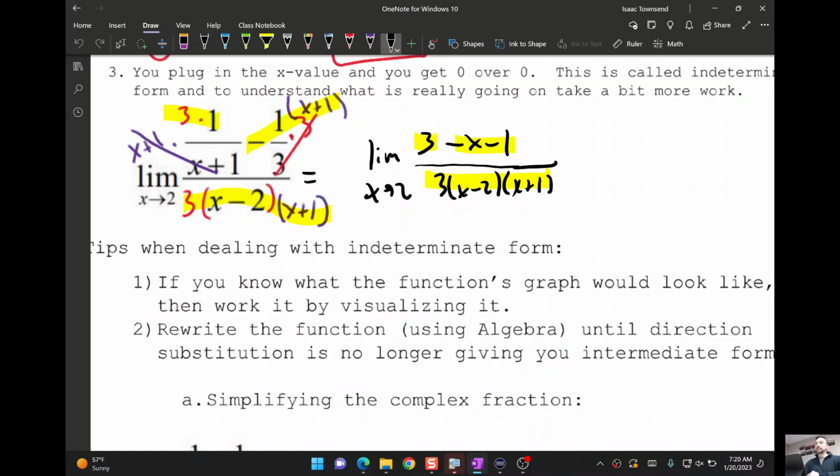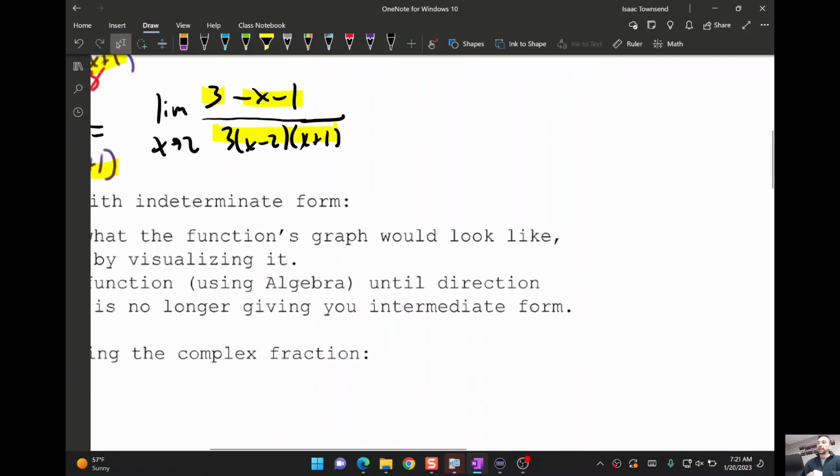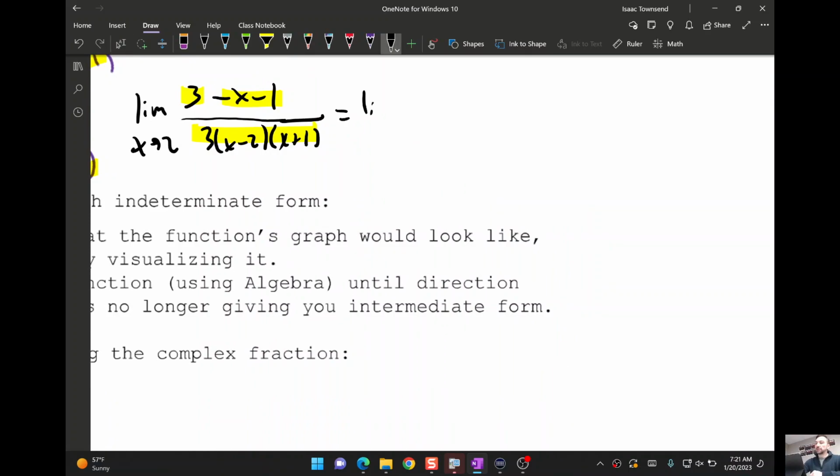Now, the reason why this is better is it's no longer a complex fraction. Now we don't have fractions within a fraction. It's not that it's finished, and nothing from the numerator has canceled out the denominator, so I'm still not ready for direct substitution, but at least the complex fraction part has been dealt with. Now it should be at least kind of similar to some stuff that we've talked about. We could combine the 3 with the minus 1.